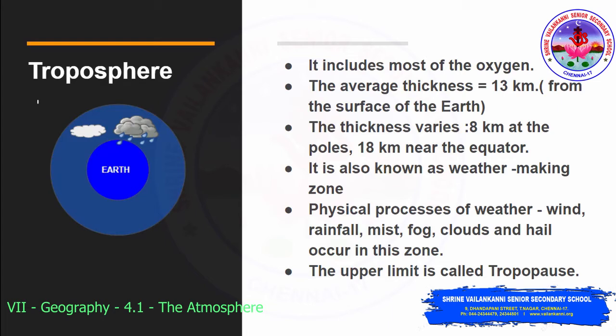This troposphere is also known as the weather making zone. So all the physical processes of the weather, like wind, clouds, rainfall, mist, fog, hail, everything occur in this layer. Here the upper limit of the troposphere is called the tropopause.